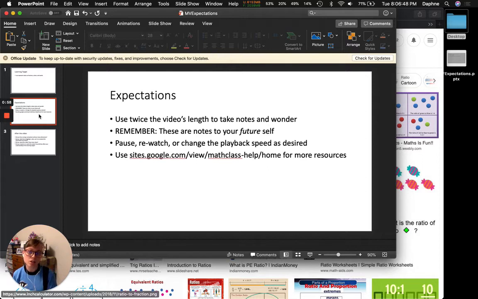If this is something that you're like, I got this, change it to 1.5 speed. Hear me talk even faster. If you want to hear me go slow, make sure you slow down the speed and go maybe 0.5 speed. It's going to change the sound of my voice, but I will also be talking slower. You have control. And these are notes to your future self.